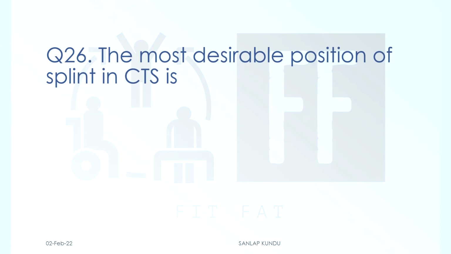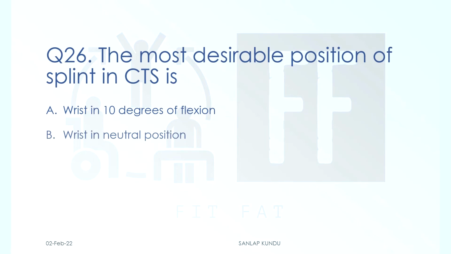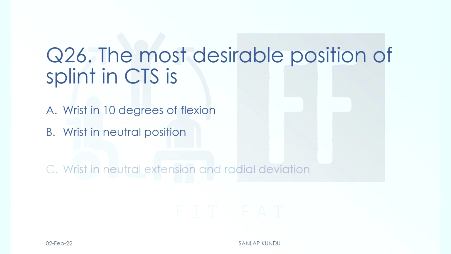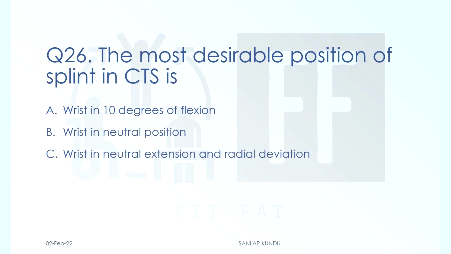Question number 26. The most desirable position of splint in CTS, that is carpal tunnel syndrome, is. Now, in short, carpal tunnel syndrome is the entrapment of median nerve at the carpal tunnel, right? So the options are: option A, wrist in 10 degrees of flexion; option B, wrist in neutral position; option C, wrist in neutral extension and radial deviation; and option D, wrist in flexion and radial deviation. Now let's check out the answer.